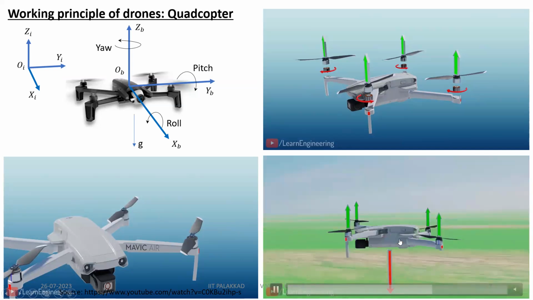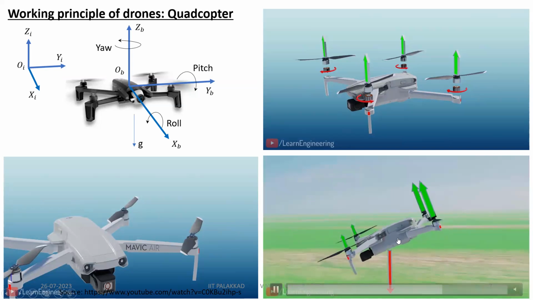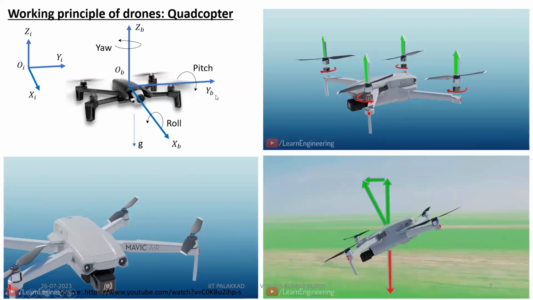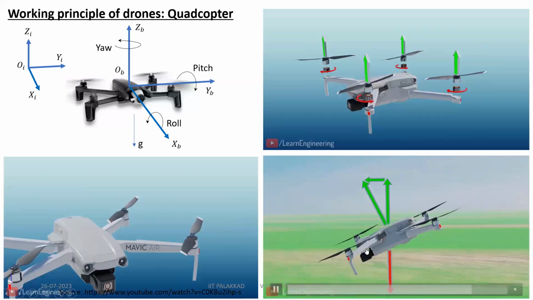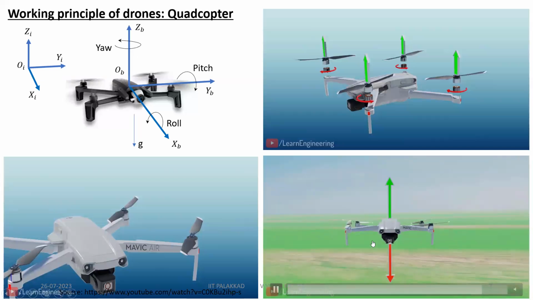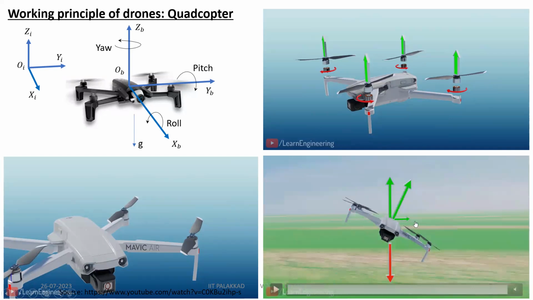The same principle is used for motion in the direction of YB also. This one is still in the direction of XB. You can see the camera here. Now it is in the direction of YB. The same principle is used. The actual thrust vector, because this is the propeller side, will be divided into two components. One component will always make it hover at some particular height. Another component will make the drone move in this direction.